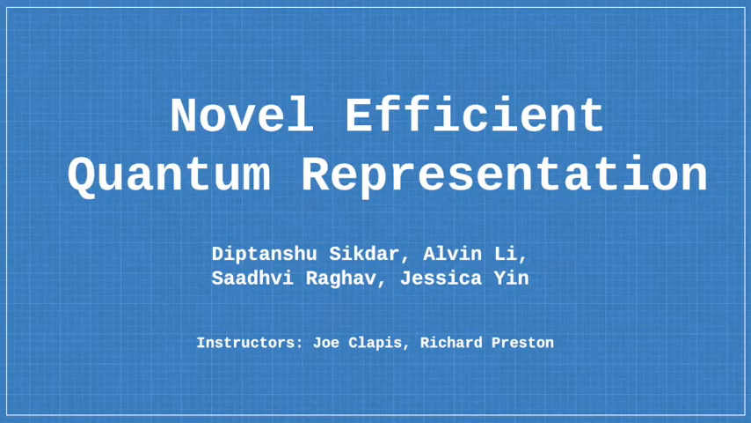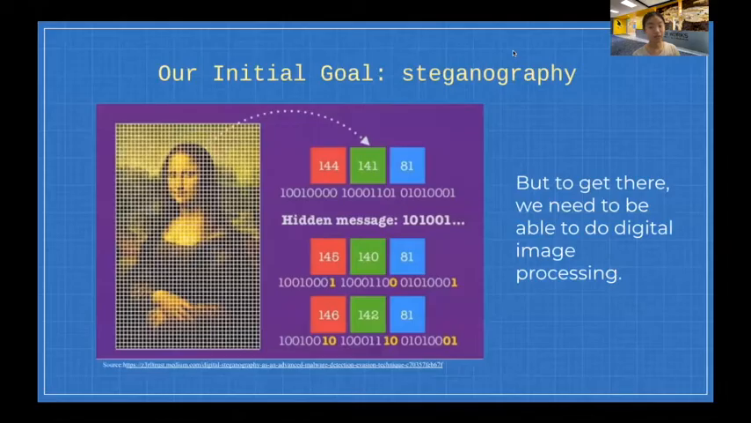We're QuantumQuad, and we have been researching and implementing the NEQR and quantum steganography algorithms during these past 2 weeks, and we'd love to share what we learned in our experiences. Our initial goal with this project was to be able to do steganography. Now, steganography is concerned with the hiding of information inside other information. For example, here we hide a message inside the image of the Mona Lisa by slightly changing the pixel values.